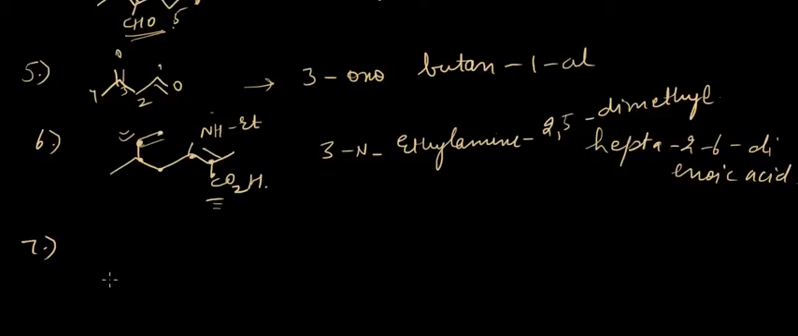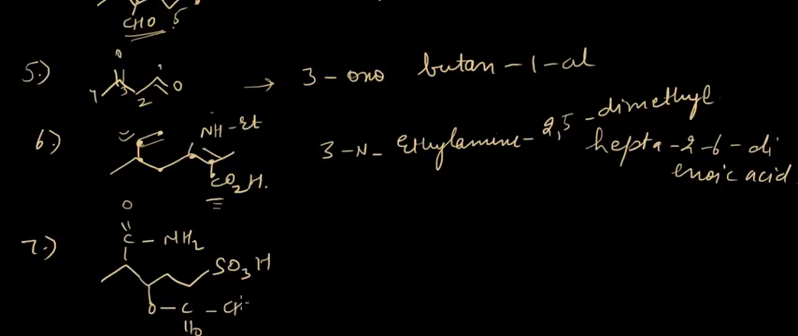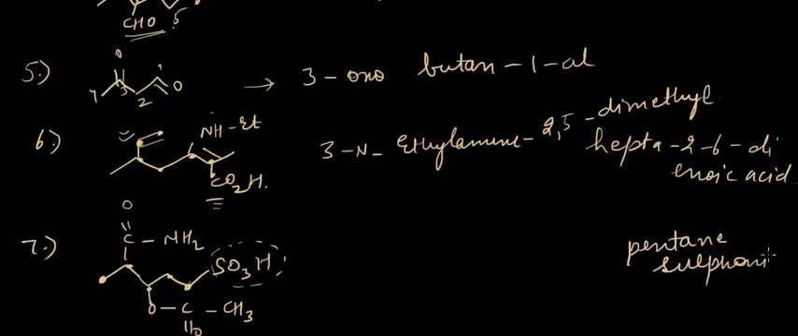next example we have something like this. So what would be the name for this compound? As you can see, sulfonic acid is the high priority functional group here, so it would be given the suffix. So let us count the carbons. The longest chain would be 1, 2, 3, 4, this is the amide group, and 5. So pentanesulfonic acid is the word root and the suffix.